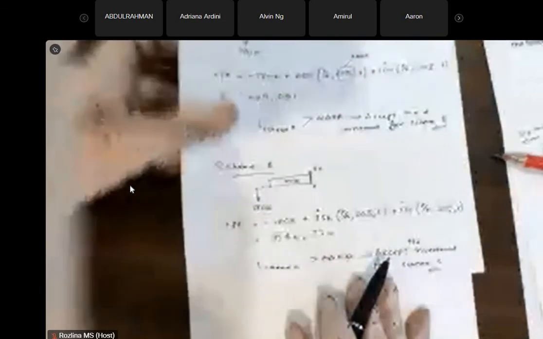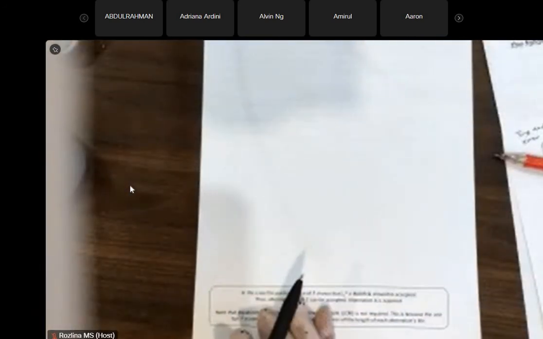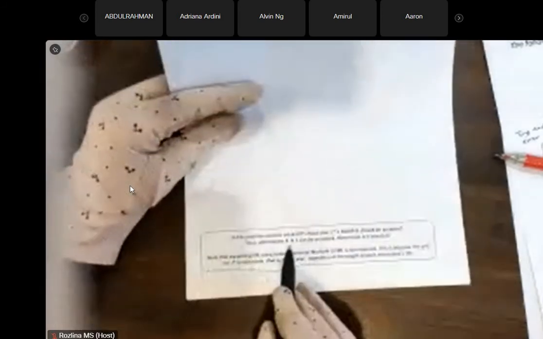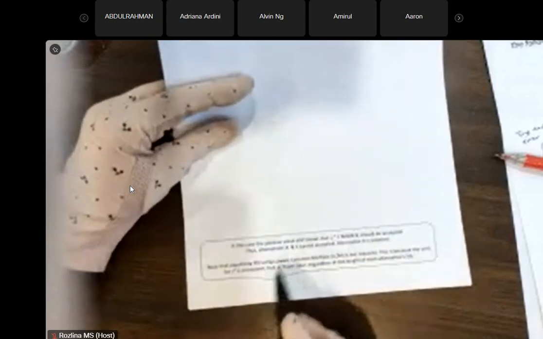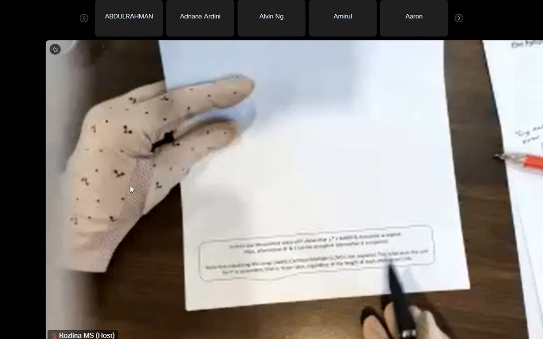Okay, habis yang ni. Ni scheme untuk independent. Okay, ni tak apalah, ni tak ada apa. And in this case, the positive value P shows MARR should be accepted. So B and C can be accepted. Alternative A is rejected.